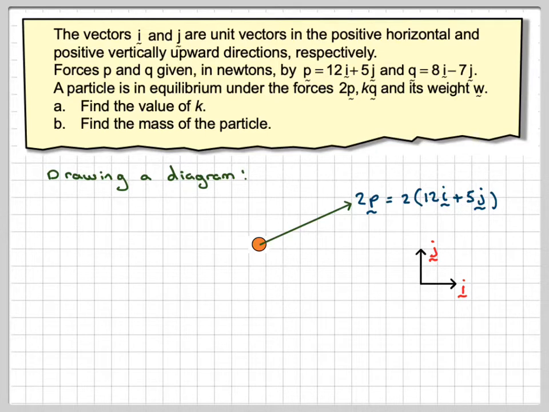Now, the problem with Q is that we don't know what the value of k is, but assuming it is in equilibrium, it must be somewhere in this sort of direction. So I'm going to just draw it. If it's not right, it doesn't matter. So kQ is equal to k times 8i - 7j. And then we have the weight acting downwards, which is mgj, sorry, not i.